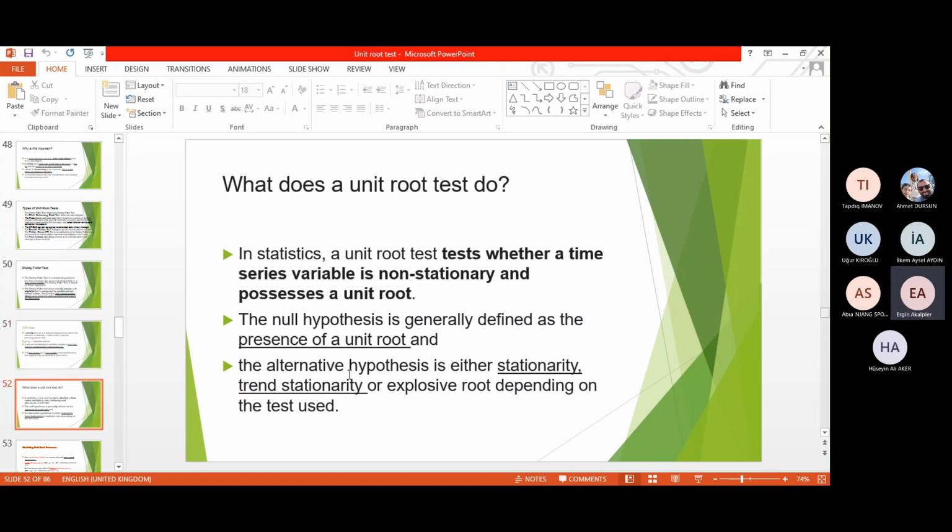What does a unit root test do? In statistics, a unit root test tests whether a time series variable is non-stationary and possesses a unit root. The null hypothesis is generally defined as the presence of a unit root, and the alternative hypothesis is either stationary, trend stationary, or explosive root, depending on the test used.